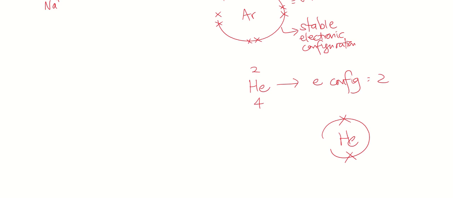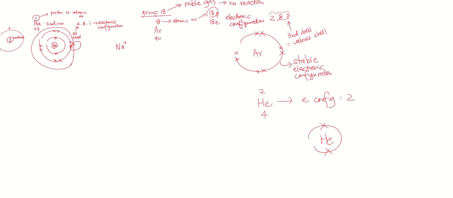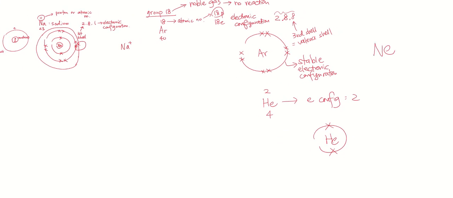Okay. Then just now somebody said neon, right? Let's do neon also. Neon, what is the number on top? 10. Bottom is 20. So around 20. So for neon, what is the electronic configuration? 2, 8, right? Stable or not stable? First shell, second shell, how many? 8. Second shell, 8. Stable.